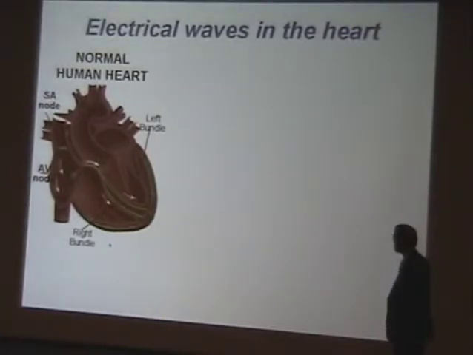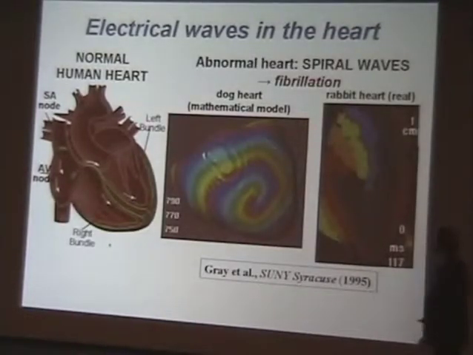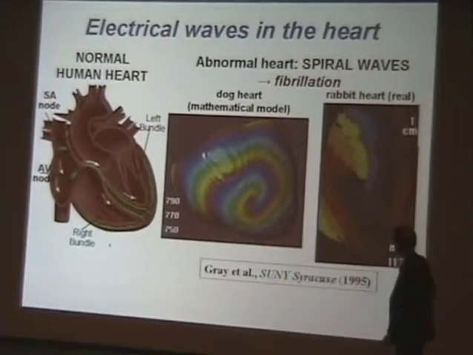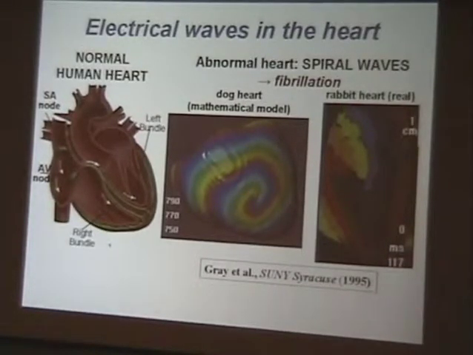But there are situations where you get waves on the surface of the heart or within the heart. These waves are not just emanating from the pacemaker, but something which is sustained is a spiral which rotates. Now, this is actually a mathematical model of a dog heart where you get these spiral waves. And this is a real rabbit heart where they put electrodes on the heart to measure these electrical waves, and you don't have a very clear picture, but there is a rotating spiral here.